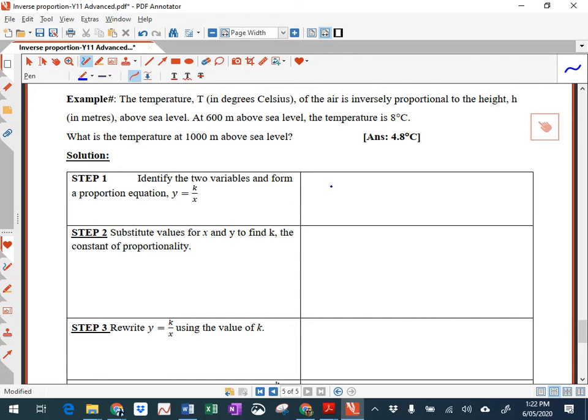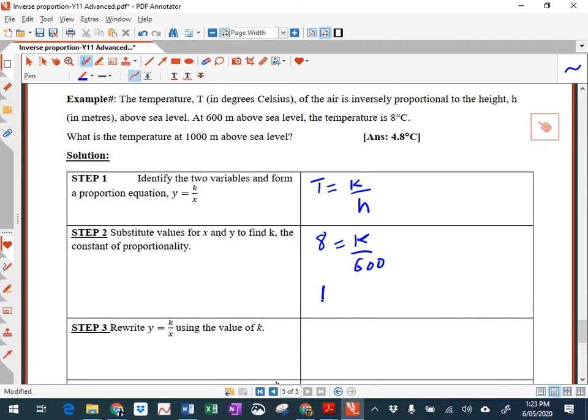Okay, first thing to do is to identify the two variables. They are temperature and height, and we're going to write down our variation equation. So T equals K over H. Step 2 is to substitute values to find K. Now it tells me that when the temperature is 8 and the height is 600, that means I can find K.